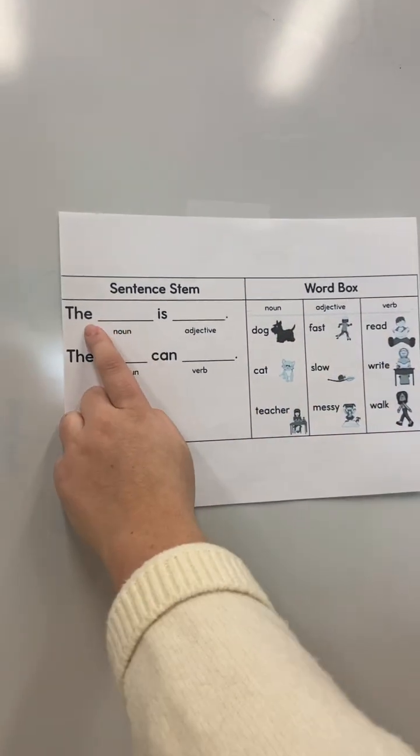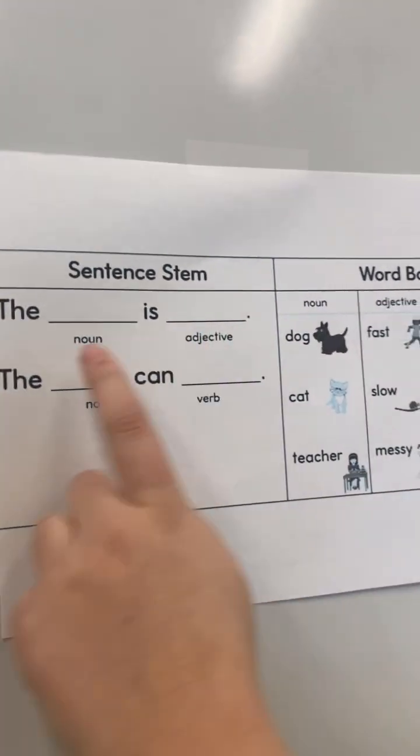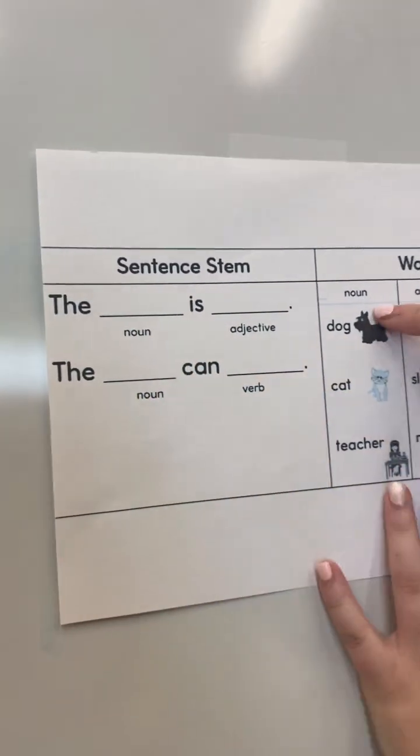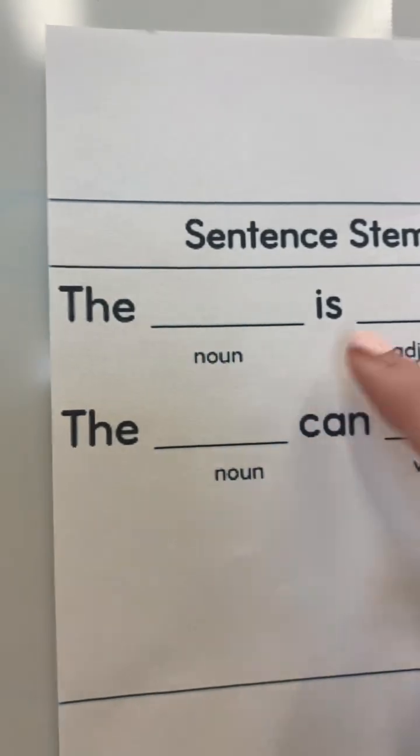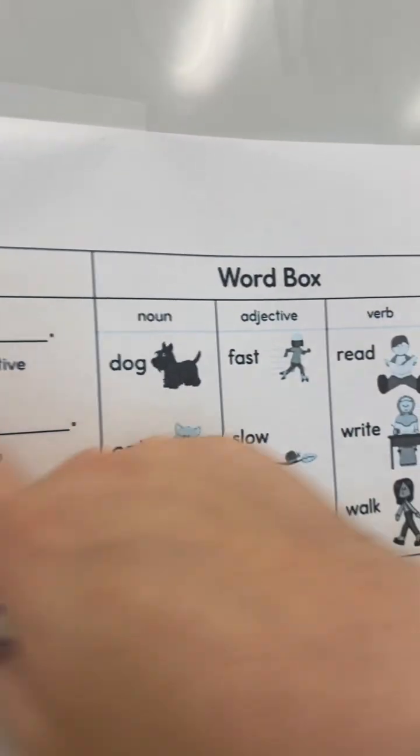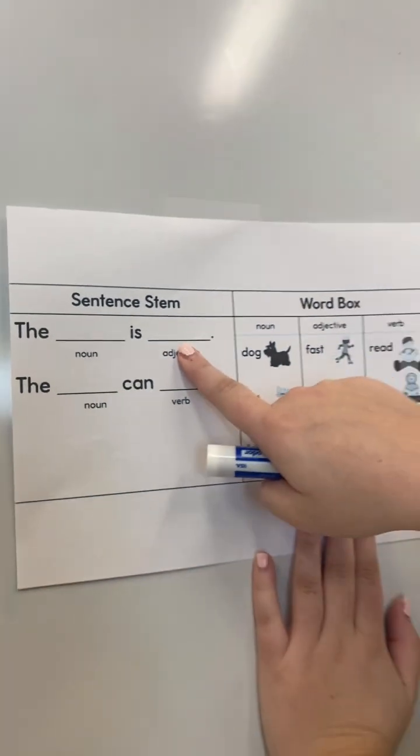For this first example, the blank is blank. It says the noun, so they'd be like, oh, that's a dog, noun. Or an adjective, the dog is fast, and they would write it here.